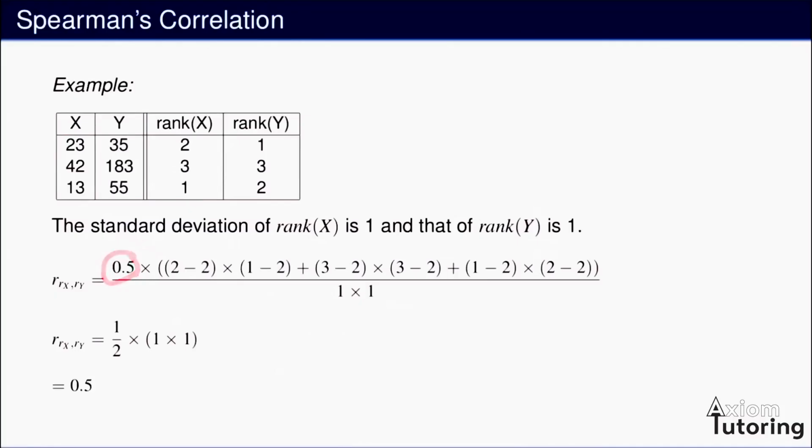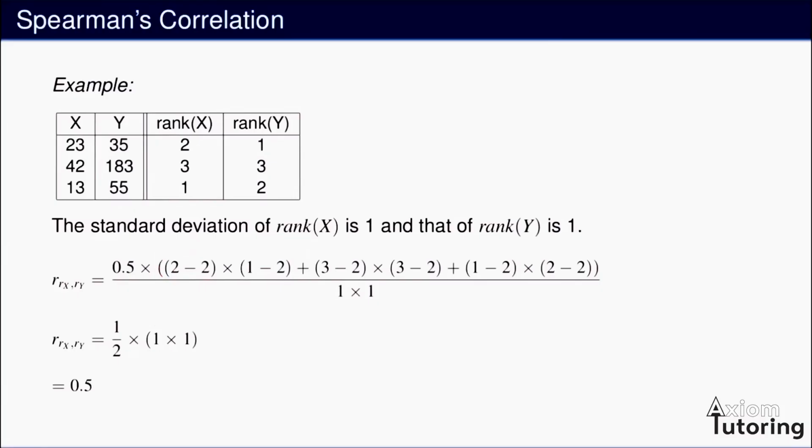Okay, and then you take every single observation. So here you start with the first observation. So the first observation is this one. So for x, the first rank is 2, and the mean rank is 2, because 1 plus 3 plus 2 divided by 3 is equal to 2. Okay, so we get 2 minus 2 times, well, 1 minus 2, because the mean of the rank of y is equal to 2. And then following the formula for the covariance, you multiply those two terms.